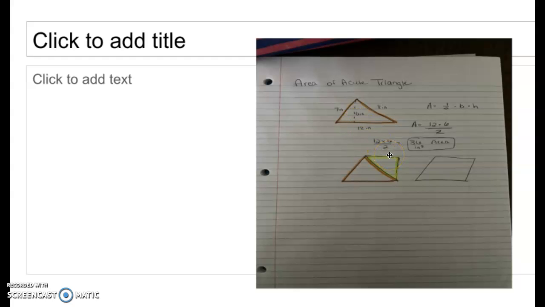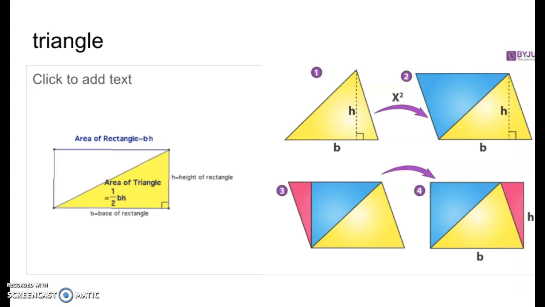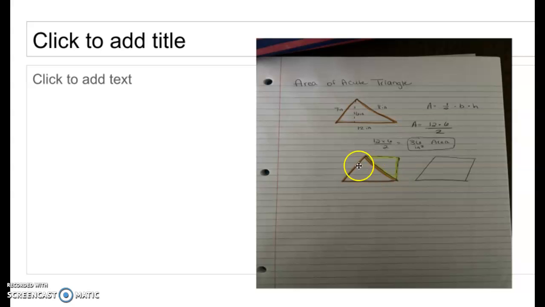So then we're going to multiply 12 by 6 and divide that by 2 because the area of a triangle is equal to 1/2 base times height. So 12 times 6 divided by 2 is equal to 36 inches squared. And then down here is the same example as shown up here. If you take the same triangle and flip it over and move it to the top, it then forms this parallelogram shape.